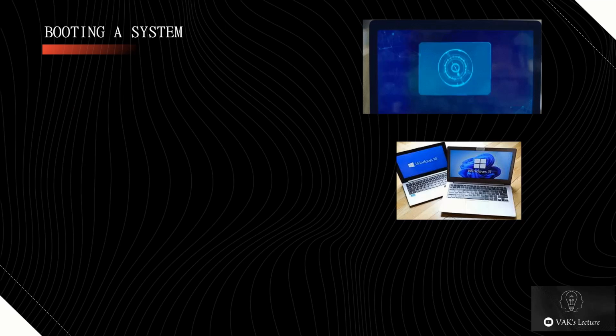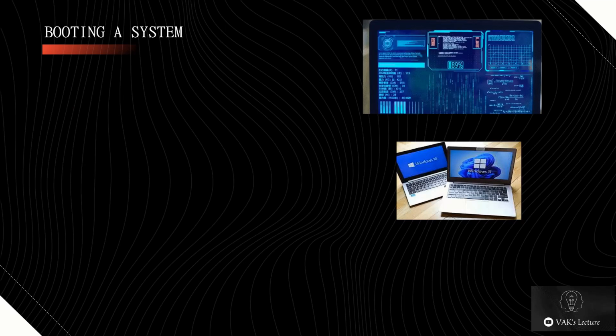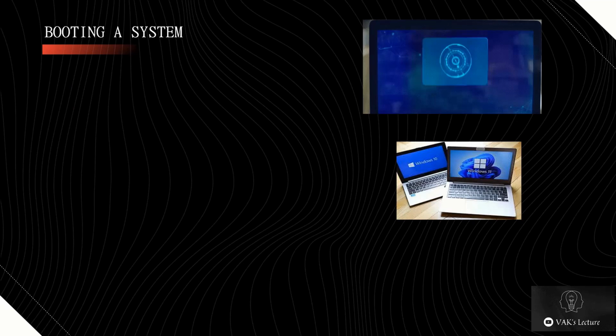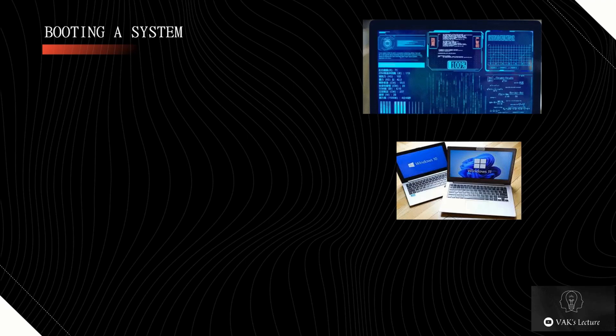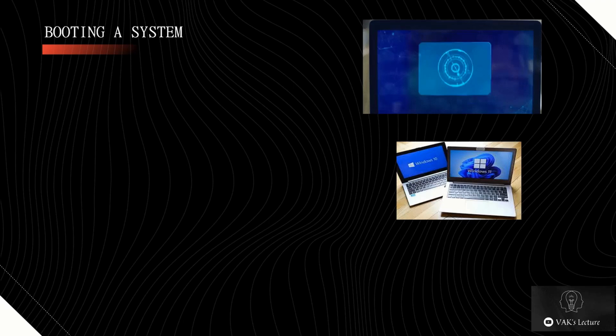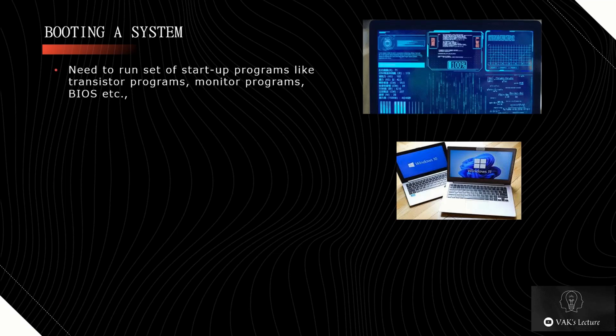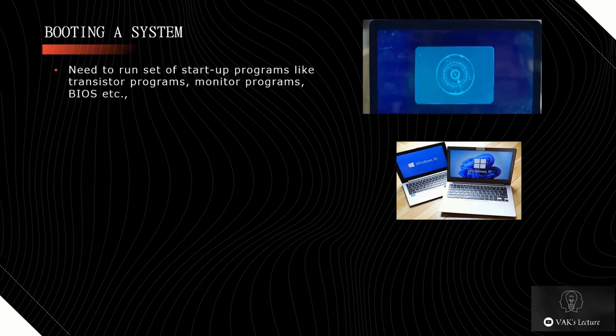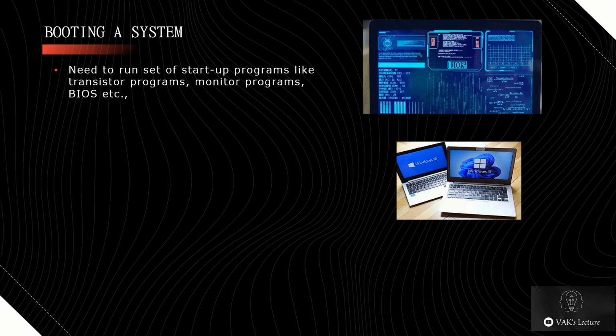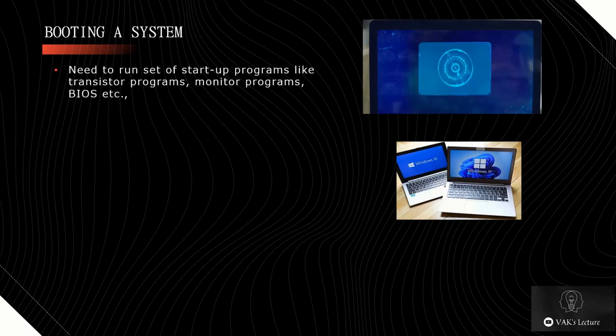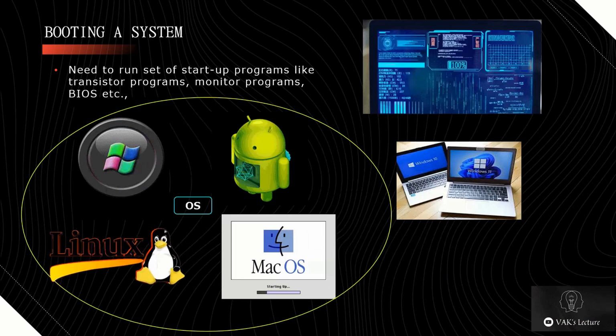Booting a system. Booting means loading an operating system into the computer's main memory or RAM. Once the operating system is loaded, for example on a laptop, you can see the initial Windows screen. Then it is ready for the users to run applications. So, to boot the system or to start the system, we need to run a set of startup programs like bootstrap programs, monitor programs, BIOS, debugging, and device driver programs, which are stored on factory programmed ROM. At that time only, the operating system will be loaded.